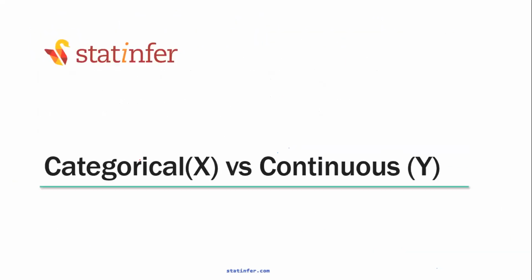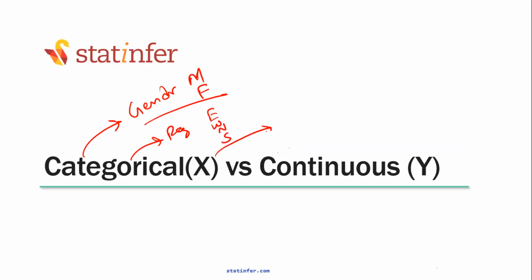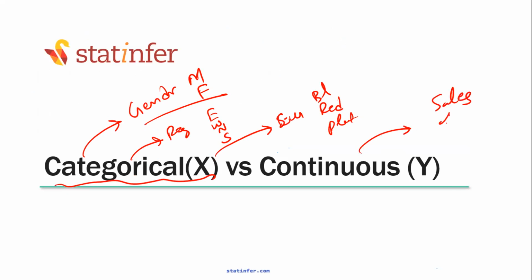Now, what if the X variable is categorical? Think of a variable like gender, which is male and female, or customer region, like east, west, north, south, or customer segment or type, like blue card, red card, or platinum card. The X variable is categorical, and the target variable is continuous, something like sales, loss percent, or purchase value.